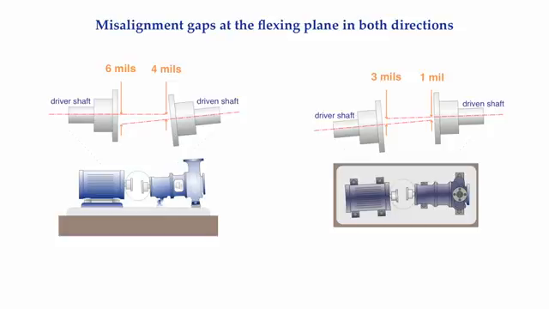Of the 4 gaps shown, 2 in the up and down direction and 2 in the side-to-side direction, where is the largest gap occurring? The largest of the 4 gaps is 6 mils, and it is occurring at the flexing plane of the motor in the vertical direction.